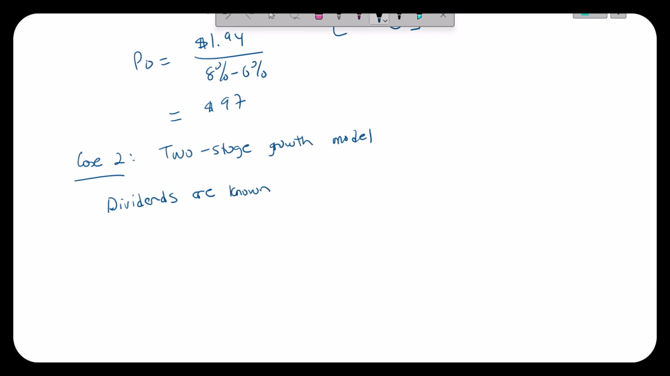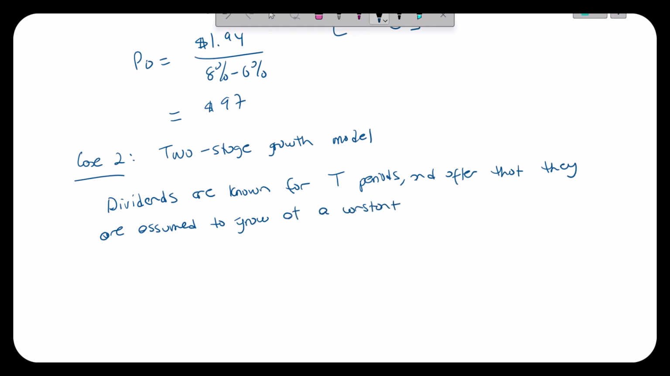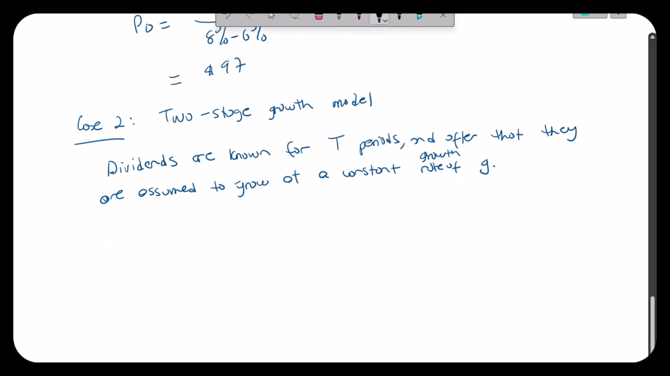For, let's call it T periods. And after that, they are assumed to grow at a constant rate of growth rate of G. In order to solve this problem, I'm going to divide this firm into two.